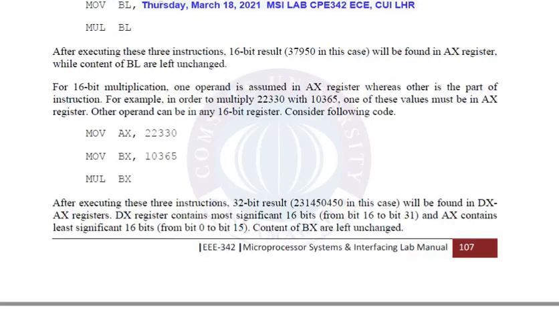So this is the must condition. You need to memorize or remember that you need to place the values in specific registers in case of multiplication, and you will be finding the answers again in those specific registers. Similarly, there will be constraints for division as well.